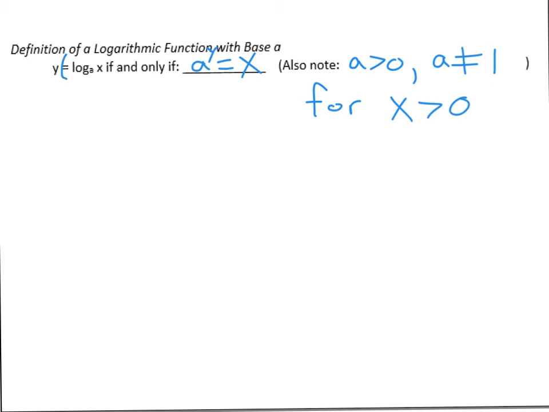Last thing for this slide, this part right here, to read this you would read log, I'll put this in quotes here, base A of x. Log base A of x.